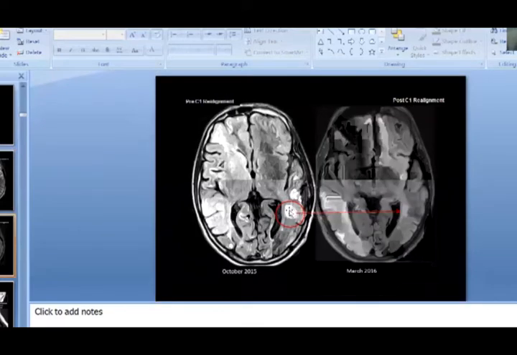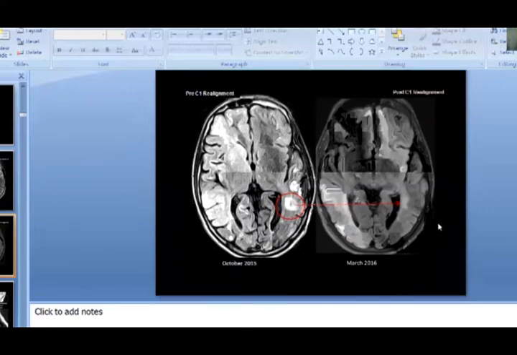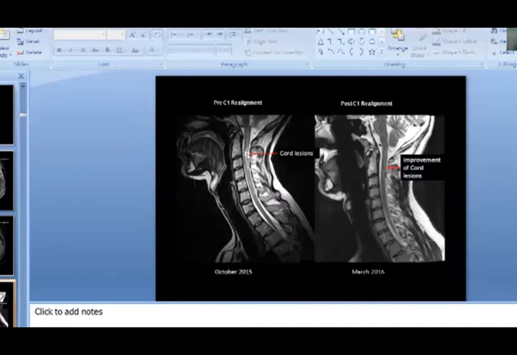And here's the same thing. The lesion before treatment, where the patient's craniocervical junction was realigned, and the obstructions for the CSF flow is eliminated, and there's a dramatic improvement in the lesion. And here, you see a lesion in the spinal cord before treatment, and the lesion in the spinal cord is gone after you realign the craniocervical junction.